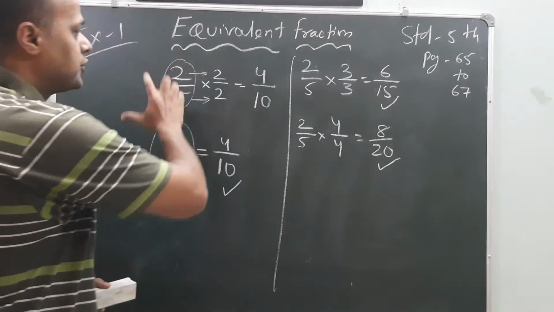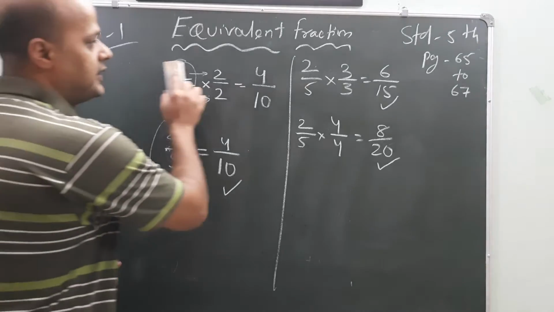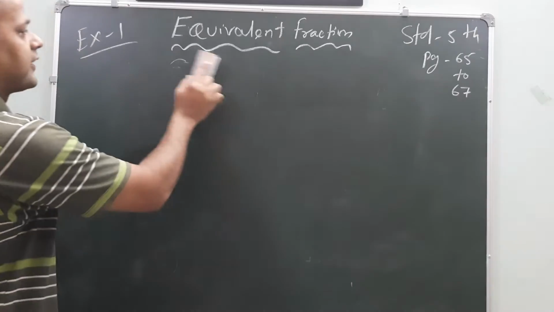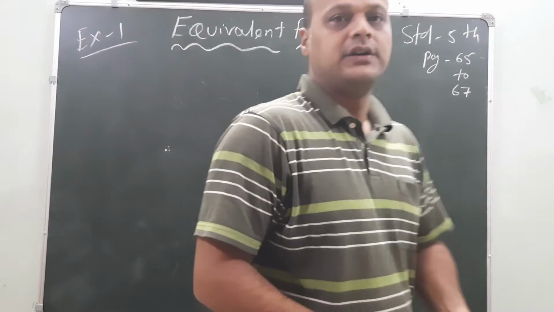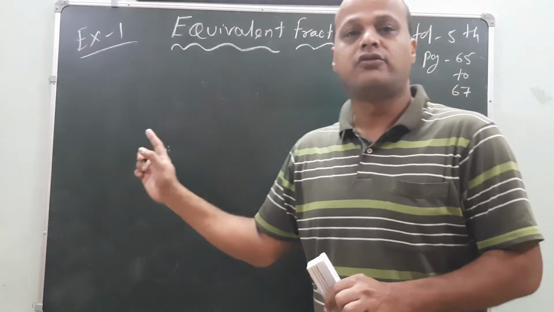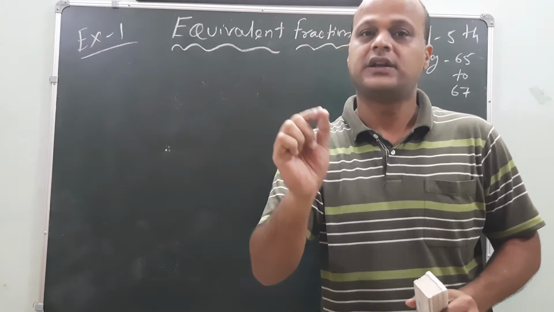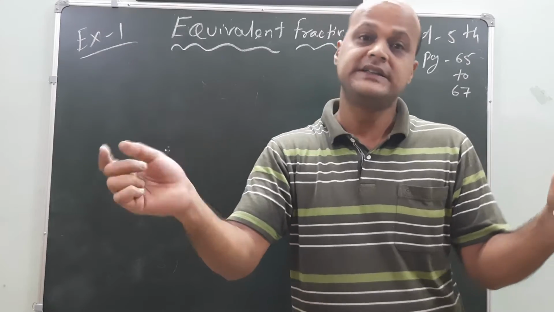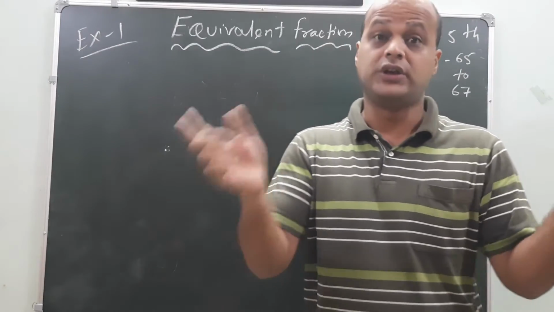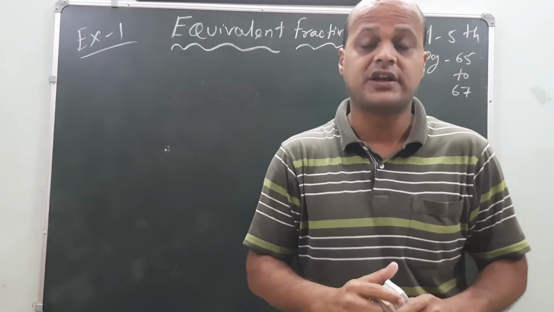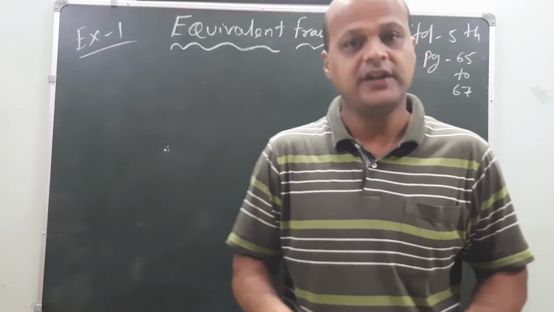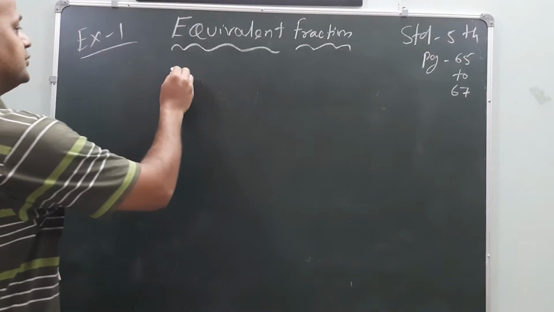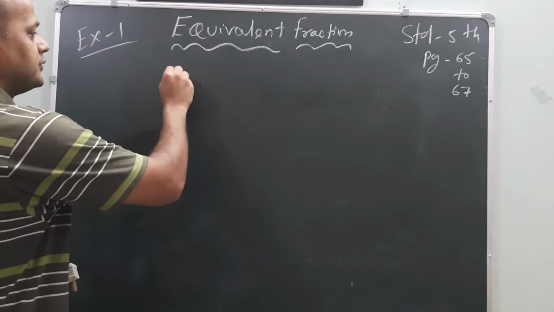Now, what is the simple trick to find the equivalent fraction of any fraction? If a number is given, how will we find the equivalent fraction? If two numbers are given, are both of them equivalent to each other or not? We have to find out. So let's do it. Just do it, take any example.